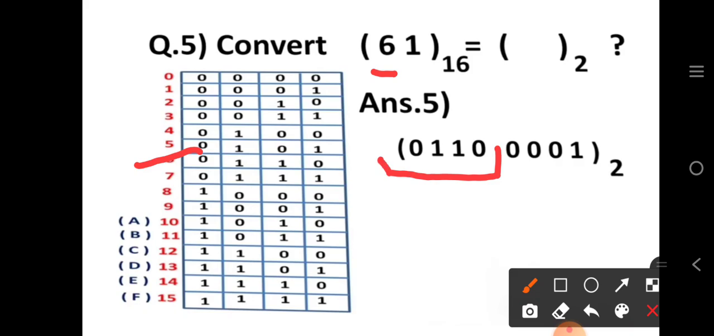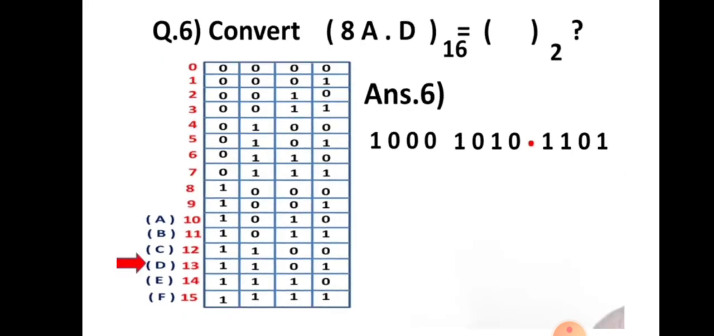Then we will write down the code for digit 1. It is 0001. We will write it here. Okay, so this is the binary code for 61 hexadecimal number. Clear? This is a very easy question. Then after this we will see a hexadecimal to binary conversion, but the hexadecimal number is having a decimal point.